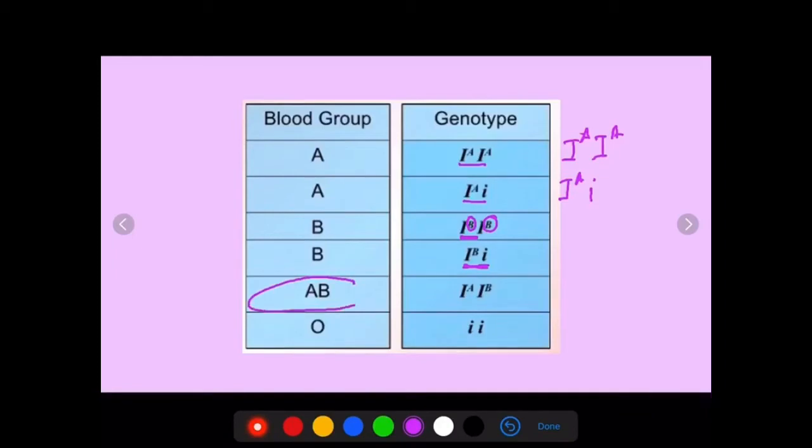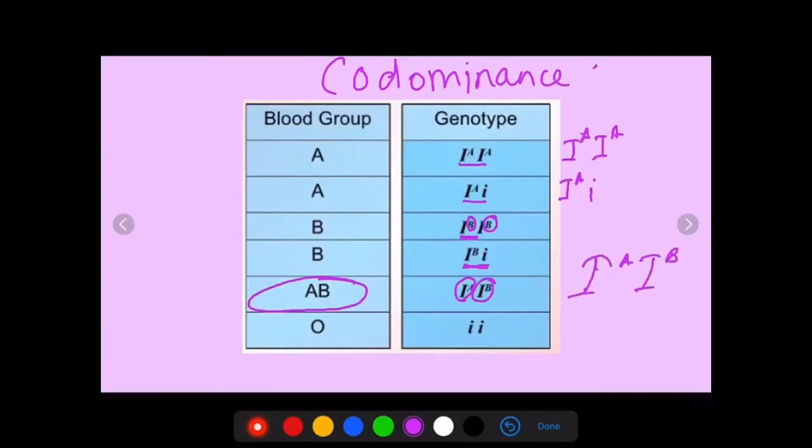Now what is important is blood group AB. We are studying codominance. When we say co, it means together. Dominance, both are dominating. Who are dominating? Allele A and allele B. It is IA and it is IB. So this is also a dominant allele and this is also a dominant allele.